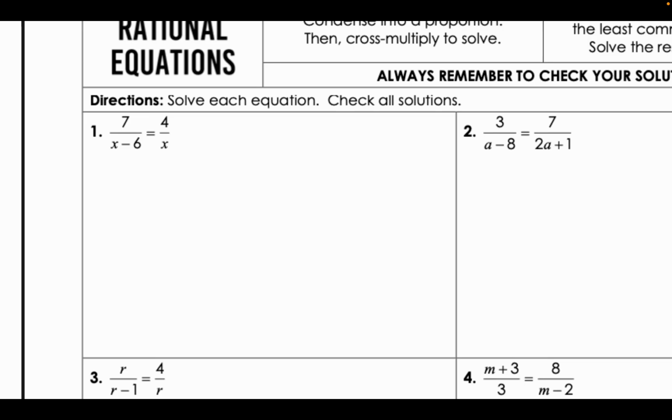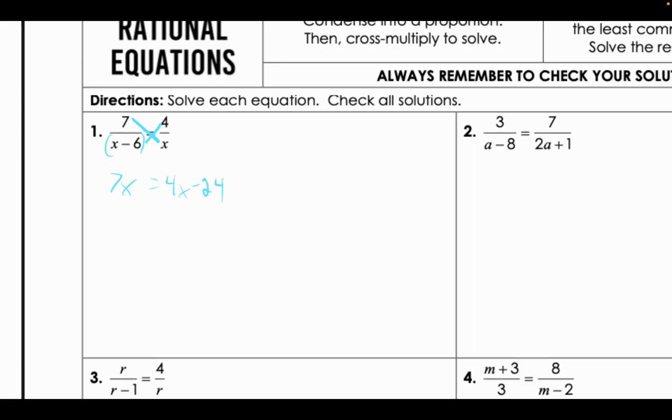So we'll cross multiply here on number 1. 7 times x is 7x. 4 times x minus 6, you have to distribute that 4 and get 4x minus 24. Now, which side of the equal sign I put 7x on doesn't matter, as well as 4x minus 24, as long as they're on opposites from each other.